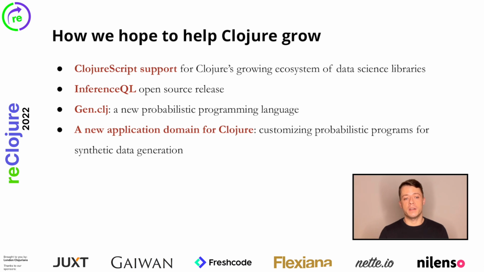Work has also begun on a new implementation of the Gen probabilistic programming language targeting Clojure, which will also be open source. And finally, just as Babashka made it possible to write fast-starting scripts in Clojure, we hope that InferenceQL will make it possible to use Clojure in a different, new and growing domain, synthetic data generators.